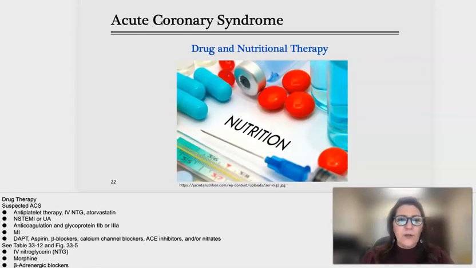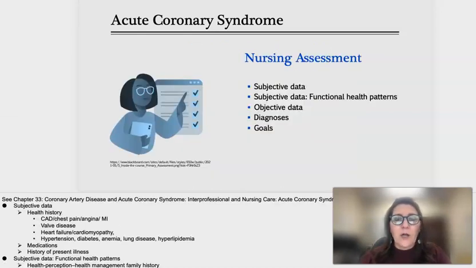So drug and nutritional therapy, they might have antiplatelet therapy, IV nitroglycerin, lipid drugs, anticoagulants, glycoprotein inhibitors, lots of different things, IV nitroglycerin, morphine, beta-adrenergic blockers, ACE inhibitors, antidysrhythmic drugs. So it just depends on the person and what they're left with after this heart attack and what needs to be treated to prevent this happening again, and also to treat their underlying condition that caused the heart attack in the first place.